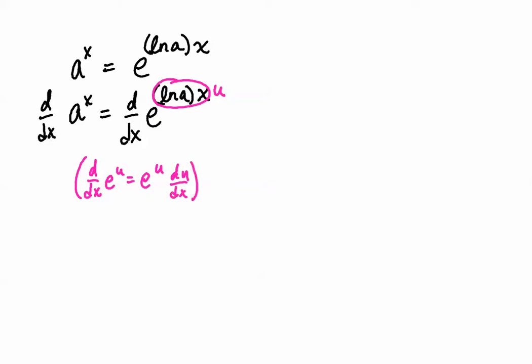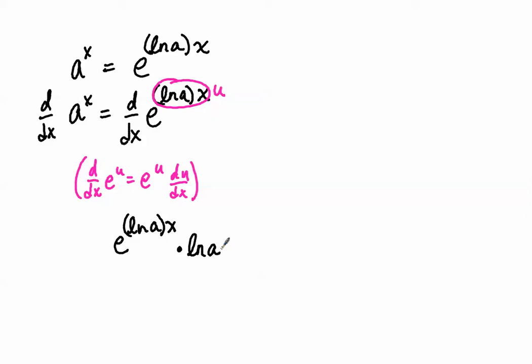Okay, so we'll do this derivative, e to the u, e to all of that stuff, natural log of a, x, times the derivative of what's here. Well, natural log of a is a constant multiple as if it were 5. And what's the derivative of 5x? That's right, just 5. So the constant multiple, natural log of a.